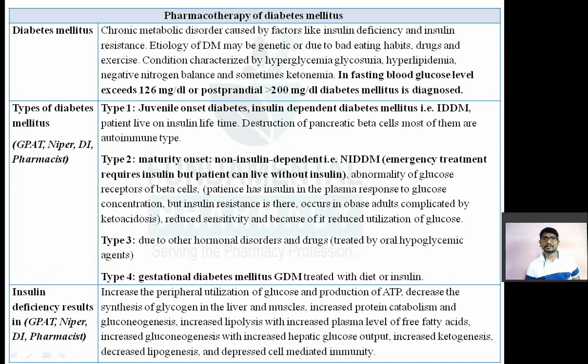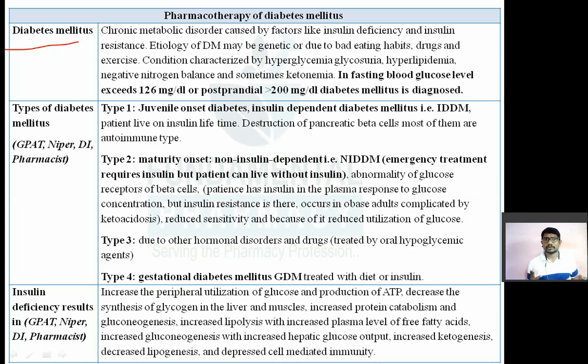So diabetes is nothing but, as the standard definition, a chronic metabolic disorder caused by a variety of factors. It may be caused by insulin deficiency, which is the main hormone responsible for the utilization of glucose in the body. First, there is a deficiency of insulin, or second, insulin resistance is there.